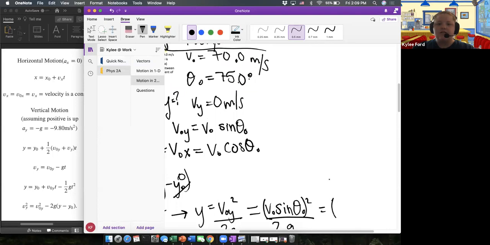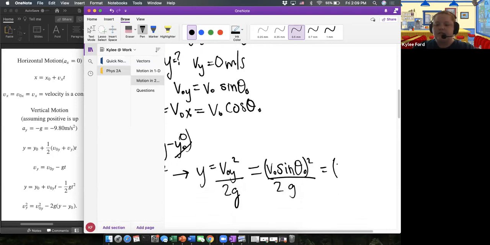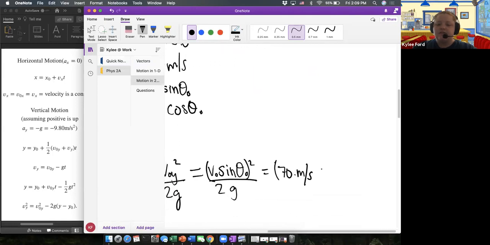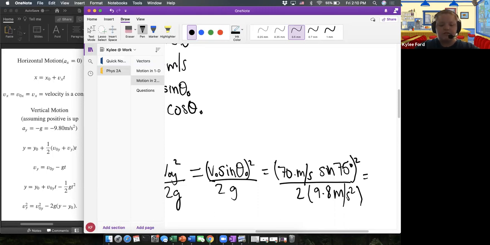My v naught was 70 meters per second, so 70 meters per second. And my theta naught is 75, so times sine 75 degrees squared over 2 times 9.8 meters per second squared. Okay, plug that into your calculator. So 70 times sine of 75, then square that value, divided by 2 times 9.8.